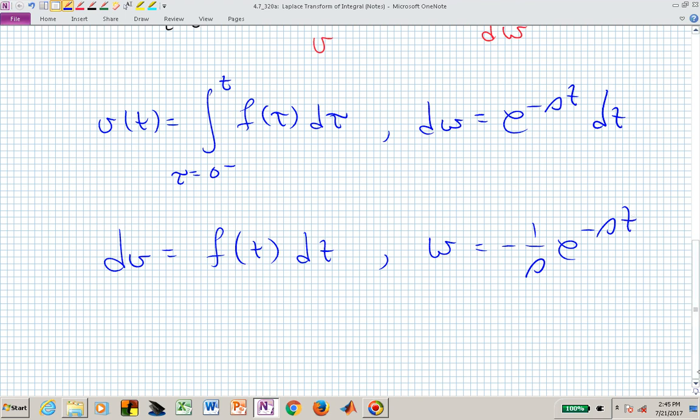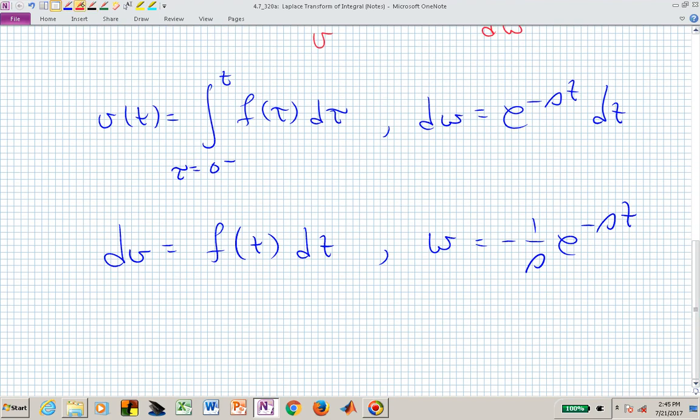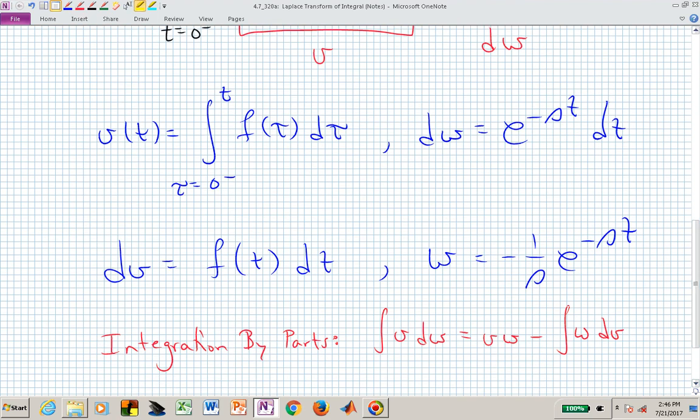These are now our definitions in the integration by parts formula, where the formula says we want to take the integral of v dw and rewrite it as vw minus the integral of w dv. So let's now do that.